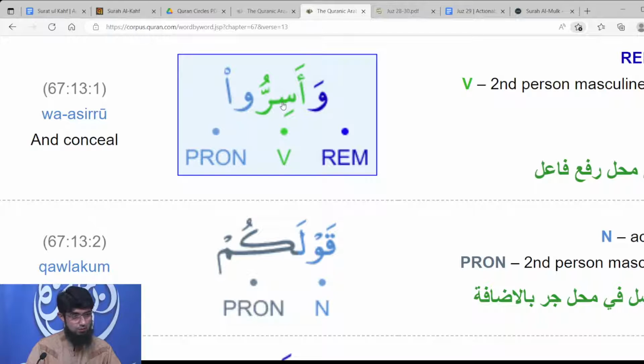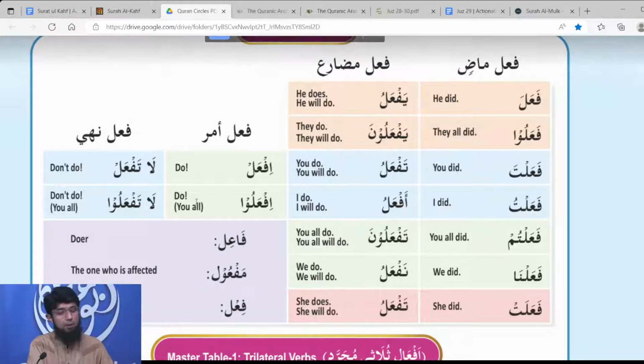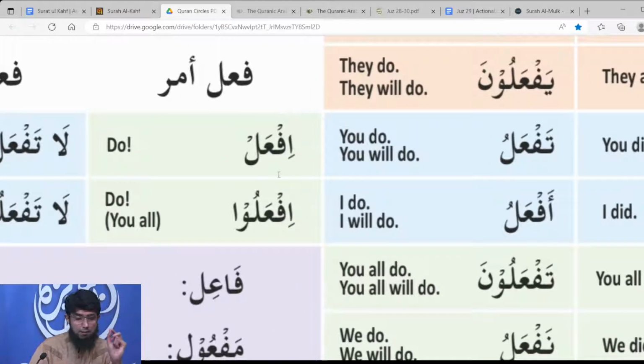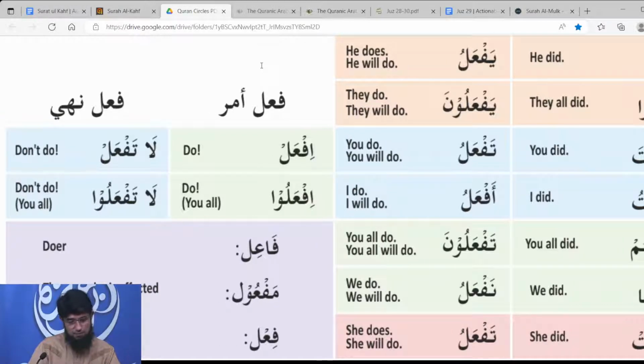Wa asirru. Okay. Now, I'm just going to quickly show you something. The other form of the word is basically the command form, right, when you're making it in a command or in a request form. So typically you would add a hamza, and the first root letter will become sakin. But there are other forms to it. So this is the command form. That's why you have this hamza, wa asirru.